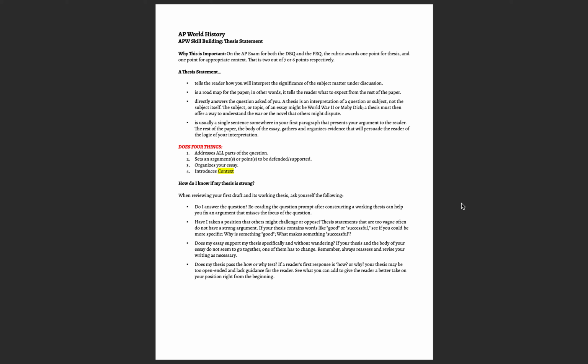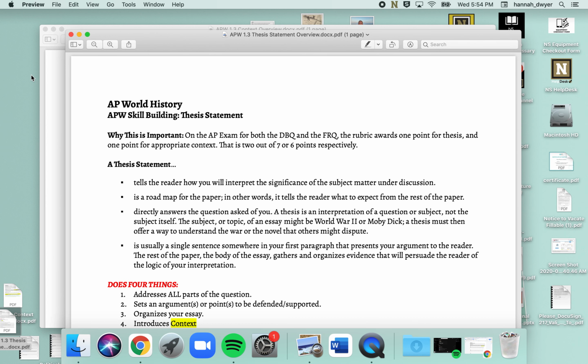So this is just an overview of what a thesis statement is. The biggest thing to reiterate is what a thesis statement does. It addresses all parts of the question. It sets an argument or points to be defended or supported, organizes your essay, and then introduces context.